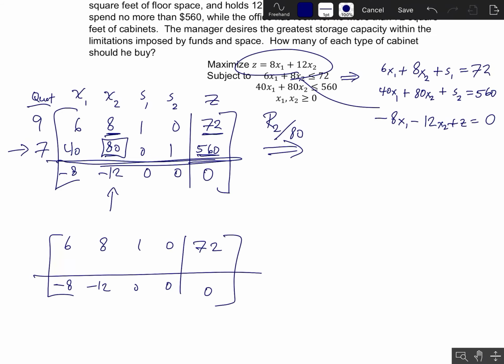The middle row, however, is changing. I'm dividing by 80. So I would get 40 divided by 80, which is 1/2, 80 over 80, which is 1, 0, 1 over 80, and 560 over 80, which is 7. By the way, 560 over 80 is the quotient that we computed a second ago. So that quotient is always going to end up being that right entry there, if you want to use that shortcut to save you some time. So we know that quotient in that far right entry will end up being a 7.